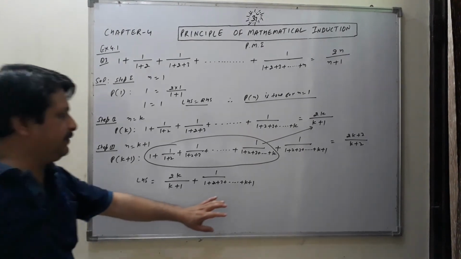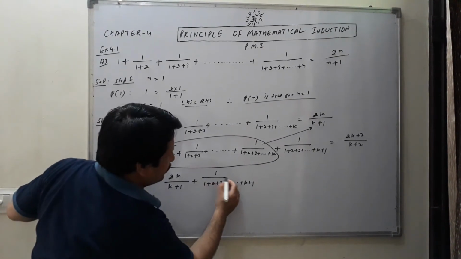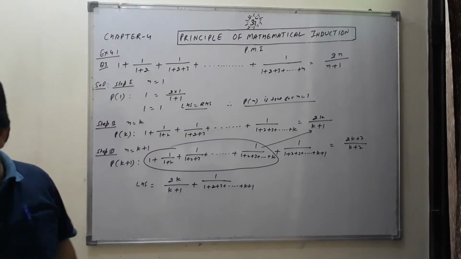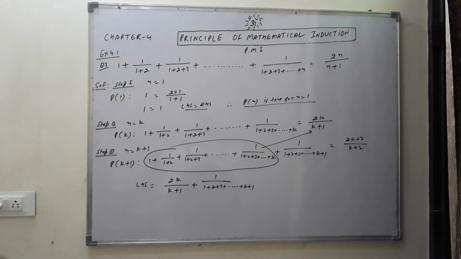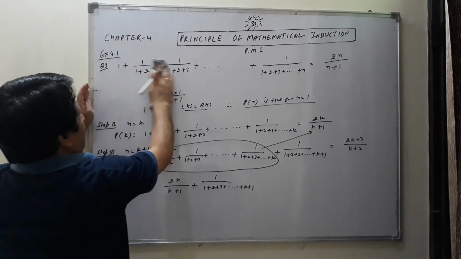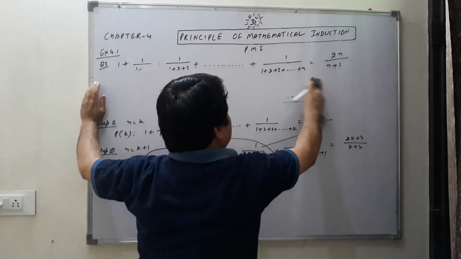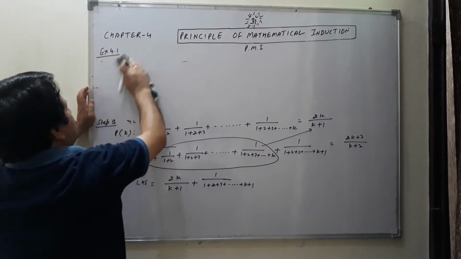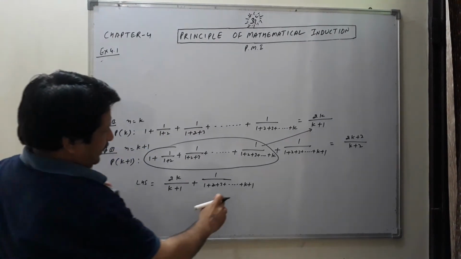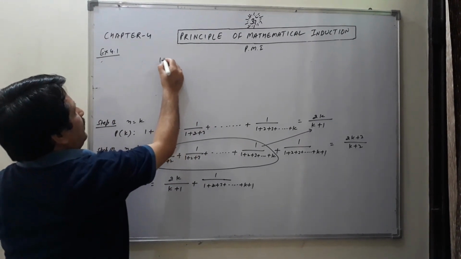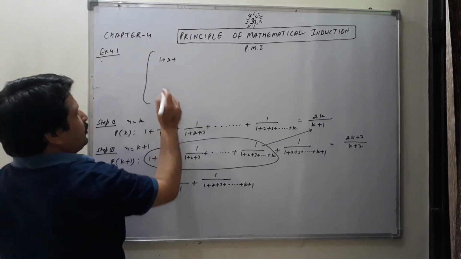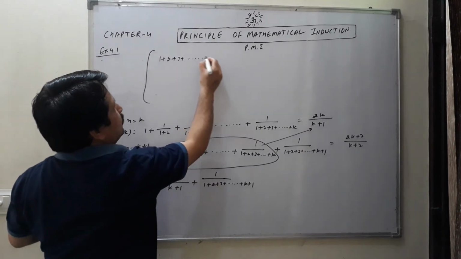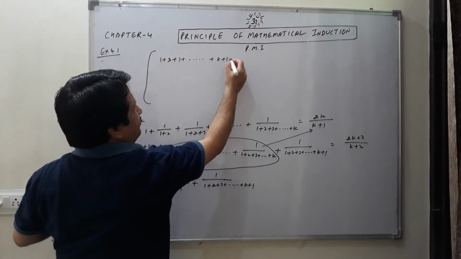Here, students, that is very important, because this part is in the form of an arithmetic progression. If you see, students, 1 plus 2 plus 3, I am going to solve this part only first. 1 plus 2 plus 3 plus up to k plus 1.